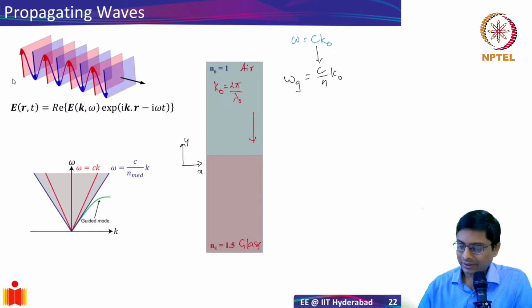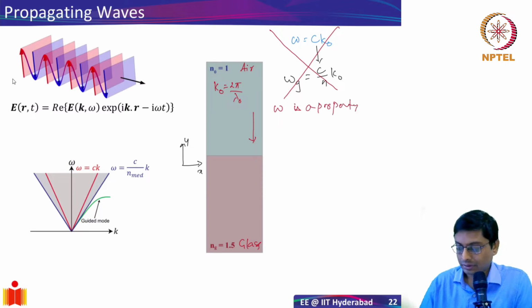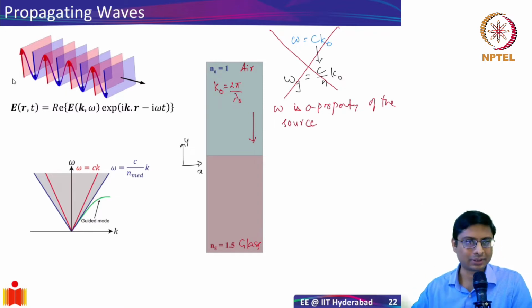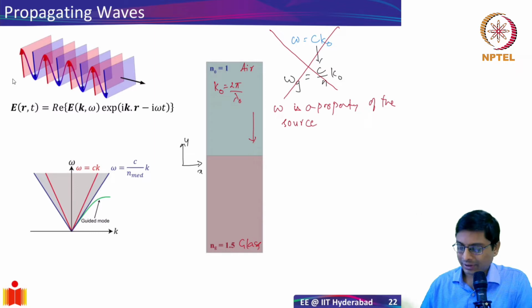We can't do this. The reason is that the frequency omega is a property of the source. I have an electromagnetic wave generated by some source, with a certain oscillation of the field. Just because that wave is incident on a medium, the frequency cannot change. The frequency is the same. So what changes? To understand that, we have to consider that omega is constant.